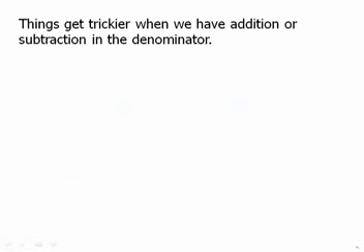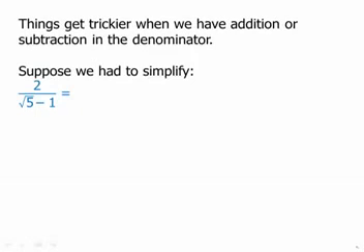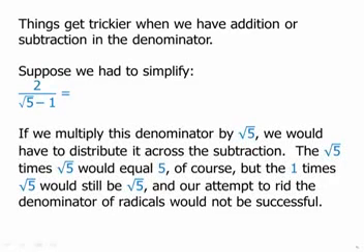Things get trickier when we have addition or subtraction in the denominator. So suppose we had to simplify something like 2 divided by the quantity root 5 minus 1. Well, what we have been doing is not going to work here. If we multiply by root 5 over root 5, we would have to distribute across the subtraction in the denominator. The root 5 times the root 5 would equal 5. That would be fine. But of course, there'd also be a 1 times root 5, and that would be root 5, and our attempt to rid the denominator of radicals would not be successful.